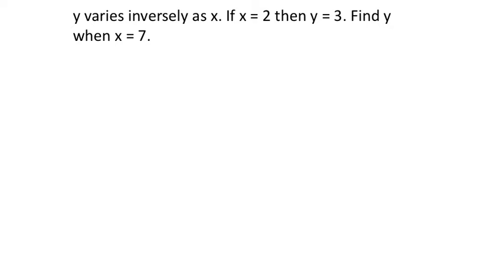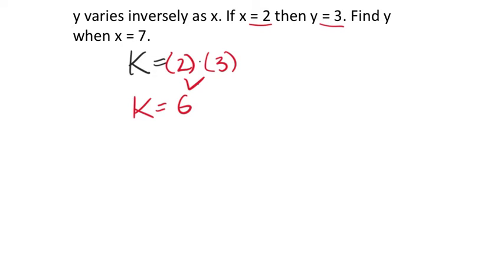If x equals 2, then y equals 3. On this one, we know k is going to be equal to x times y. We got a pair of x and y, an ordered pair, so x is 2 and y is 3. That's just 2 times 3, which is 6. So our constant of indirect variation is 6. Then it says solve for y when x is 7.